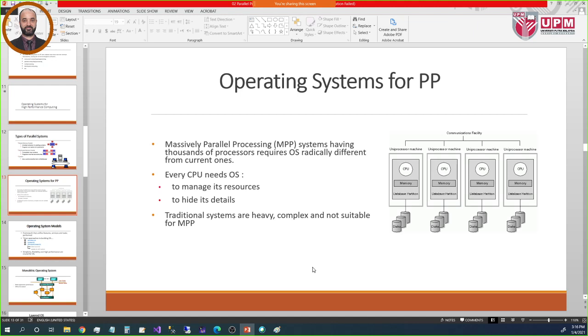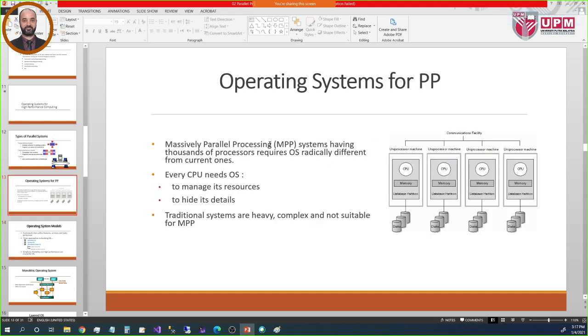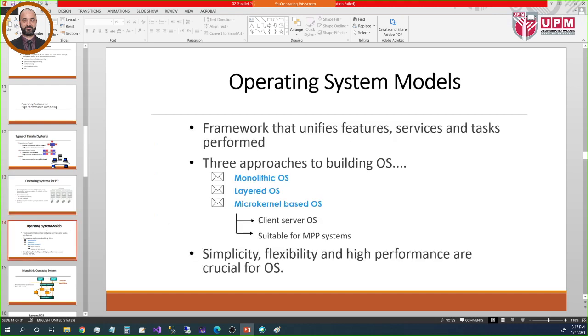What they call it, the normal or personal operating system, or operating system for personal use. Here in this slide, a framework that unifies features, services, and tasks performed. So the operating system we need for the MBB should be able to unify features, services, and tasks.